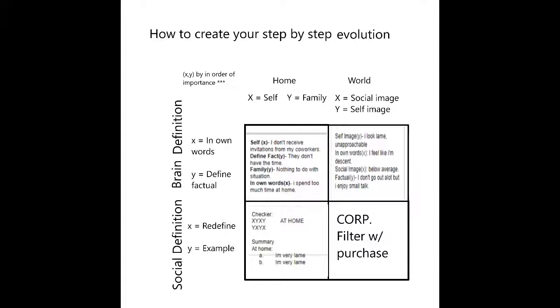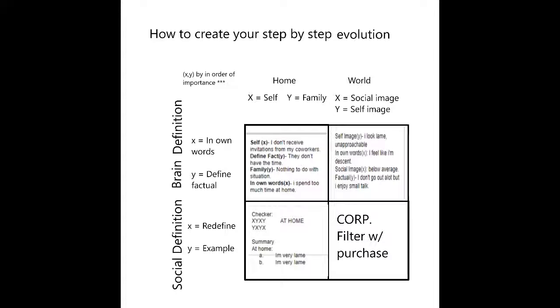So using very quickly the XY pattern, we would use self, redefine, self, and then example, sorry, for Y, and then redefine, and then family, just because of the way it's formatted. We would say A, for a quick summary, I'm very lame, is what he gets, using his own definition on the top to reflect off. For the Y, very quickly, family, redefine, and then example, and then self. He would then again come with the conclusion for B, I'm very lame.